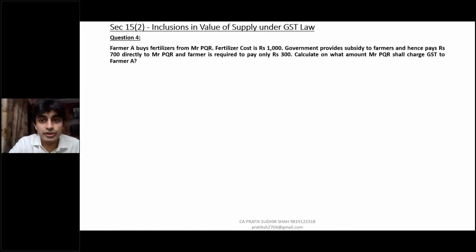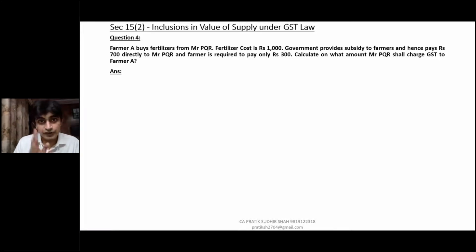Government provides subsidy to the farmer. यानी government gives subsidy to the farmer. So what has happened? Government paid rupees 700 directly to the supplier, and the farmer pays how much? Only 300. So GST will be calculated on 1000 or on 300 rupees.